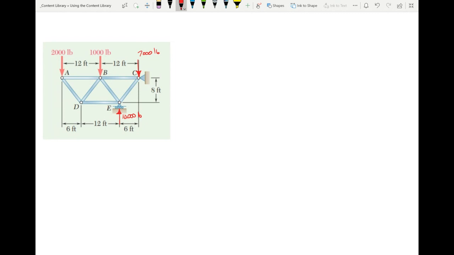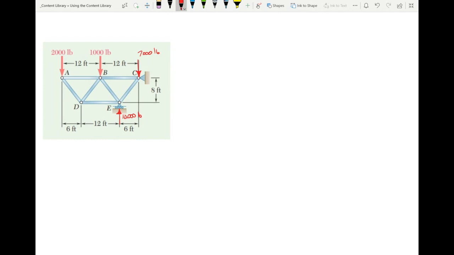Okay. The first thing that we need to do in order to solve a truss is select a joint where there's at most two unknowns. What I mean by that is we couldn't start at joint B. When I say unknowns, I mean each of these members. Nobody here knows what the internal force in that member is, for example, or really any of the members in the truss. That's the whole point.